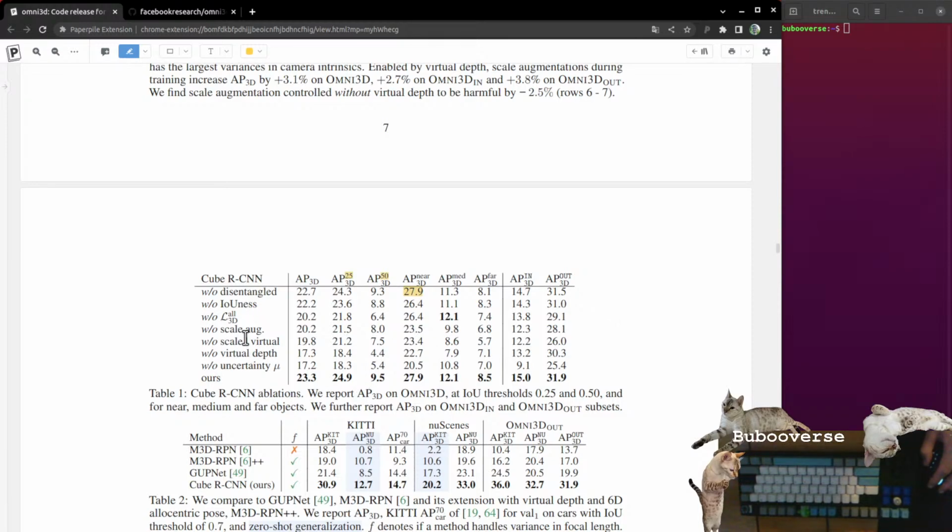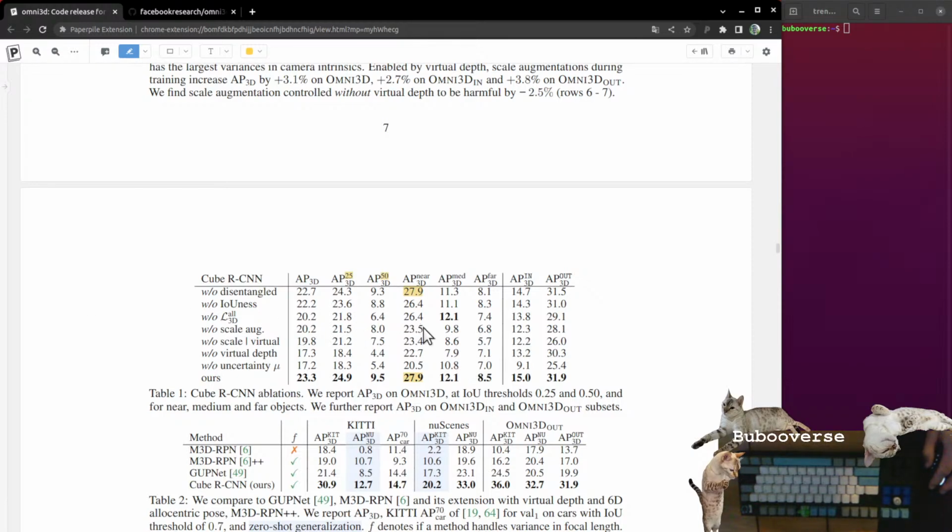And then here is all the different ablations here. So you can see that the best one is 27. So without the disentangled cuboid, pretty much getting the same. Without the IOUness score instead of the objectness score, you lose a little bit. For the whatever this is, loss all 3D.